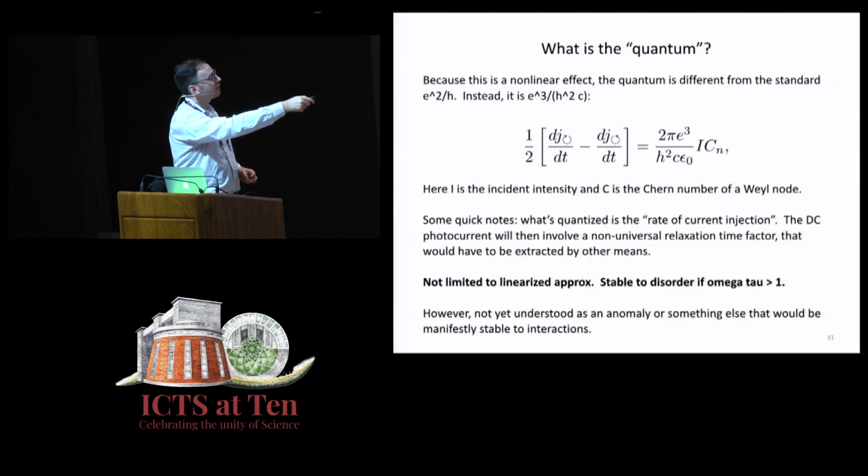So if this can be observed, it would be the first quantized nonlinear optical effect of this type. Here, c is a topological number, and I is the intensity of the light. And this is the current injection difference between right circular and left circular. So again, this is like the graphene case.